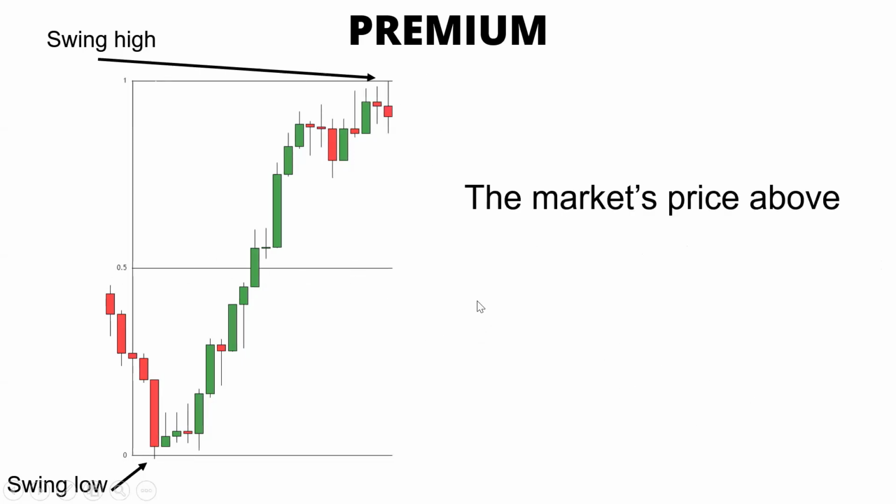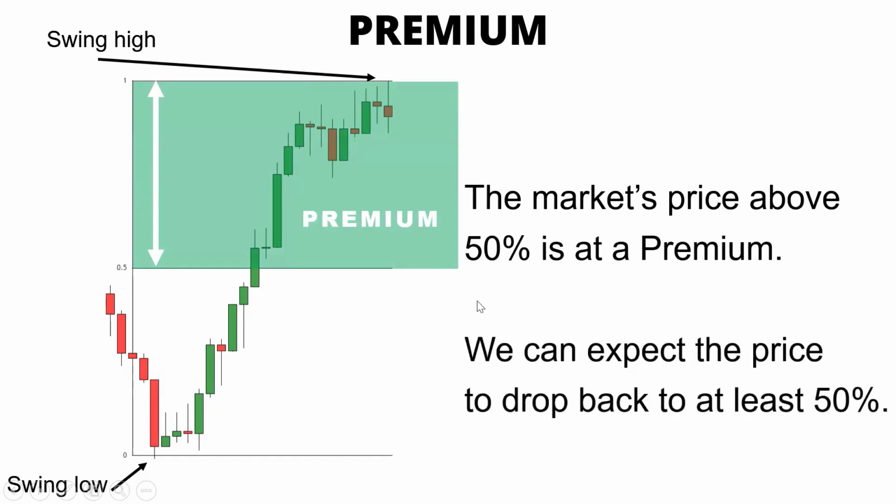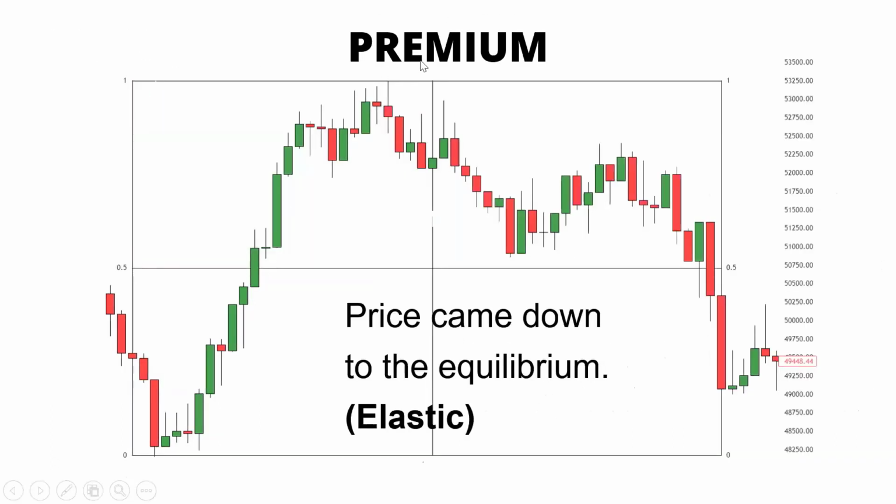The market's price above the 50% is at premium. That is what I'm trying to get at. So we can expect the price to drop back down at least 50%. And you can see that is what we did. With a Gann box, and you can do this on TradingView, all you do is plot a Gann box, take away all the other levels, just keep the 50% between the swing low and the swing high, and you can see what the 50% level is.